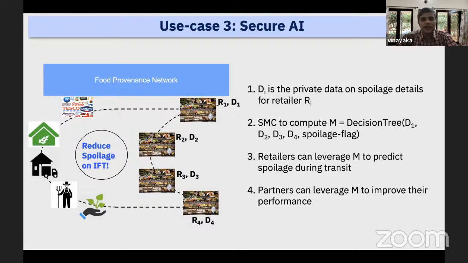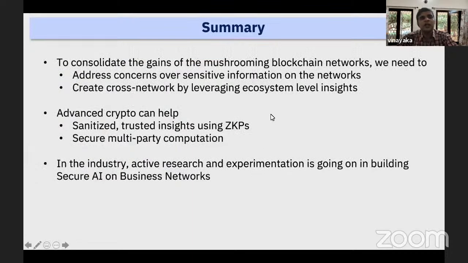Okay, so I will end here with this summary, which says that we need to consolidate the gains of these really mushrooming blockchain networks in the industry. We need to do this by addressing specific concerns about privacy, and we should allow the different networks to leverage information across the networks.